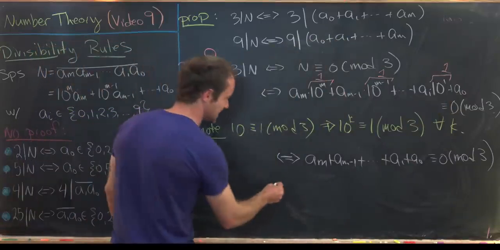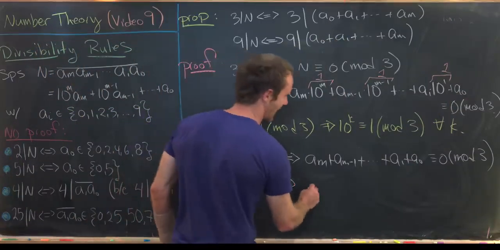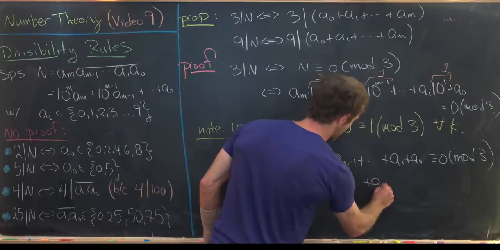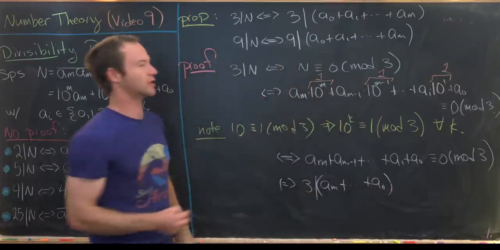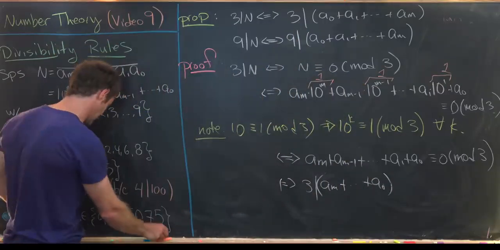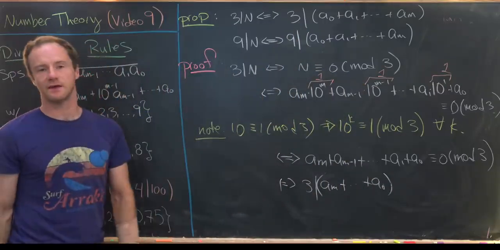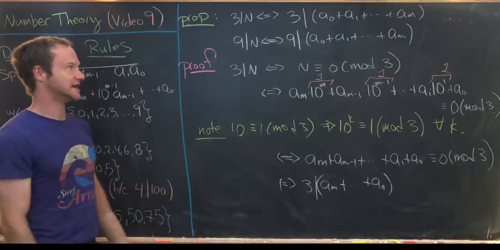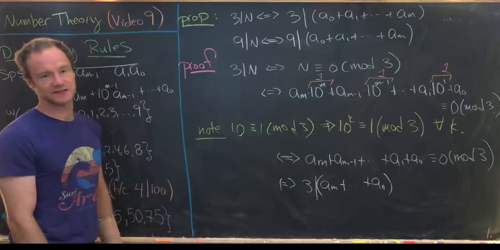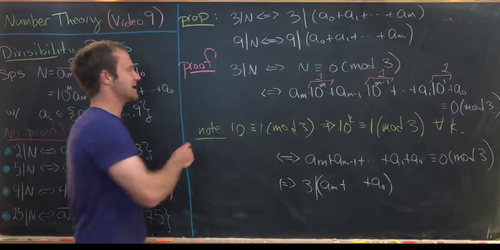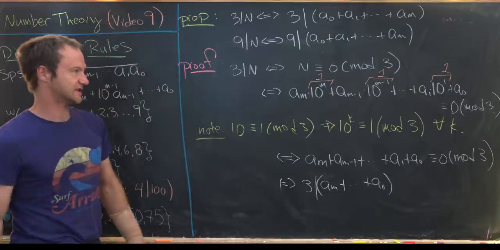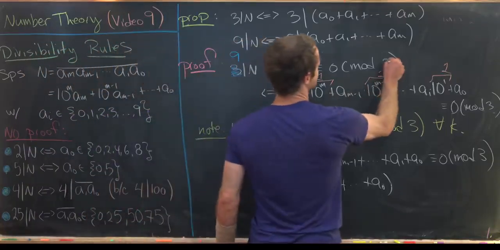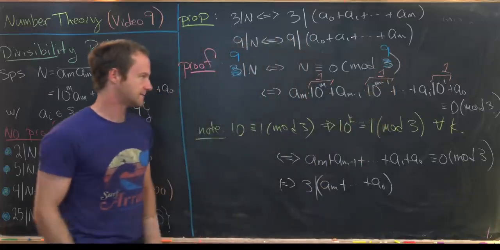Okay, but this statement is equivalent to saying that 3 divides a_m plus all the way down to a_0, which is what we were going for. I have it written in the other order, but it's obviously the same. Now let's quickly knock out this 9 divides n if and only if 9 divides the sum of the digits. So I can do that maybe just with a couple of changes to this proof. So I can change this 3 to a 9 if I change this 3 to a 9.